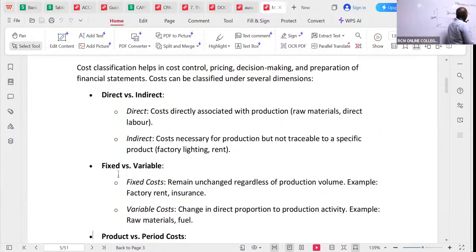Variable costs, as the name, ladies and gentlemen, suggests, variable costs are those costs that do what here? They change. As output changes, they vary. Variable costs change as well. Variable costs are also known as what here? Direct costs. This one is quite a tough one, ladies and gentlemen.